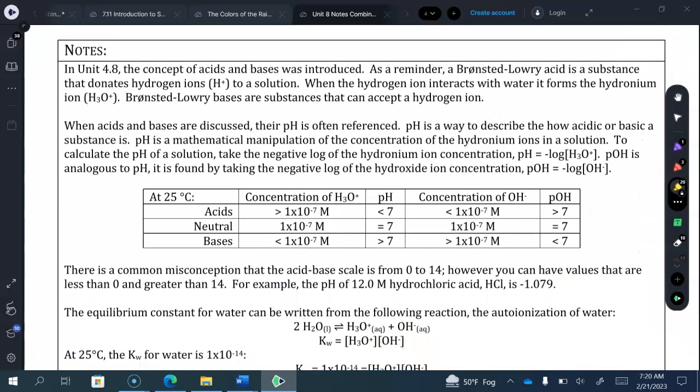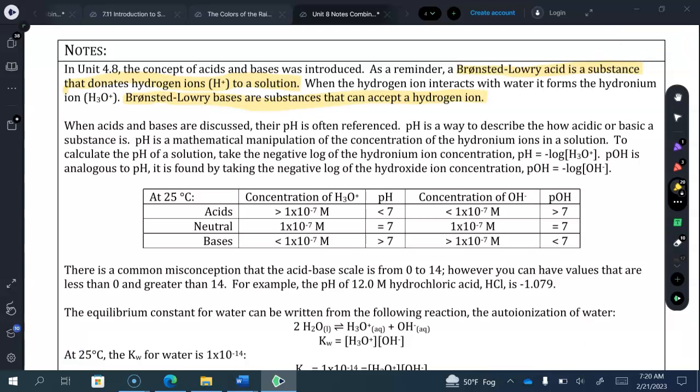In Unit 4.8, the concept of acids and bases was introduced. As a reminder, a Bronsted-Lowry acid is a substance that donates hydrogen ions to solution. So when those hydrogen ions interact with water, it forms the hydronium ion, H3O+. Bronsted-Lowry bases are substances that can accept the hydrogen ion.